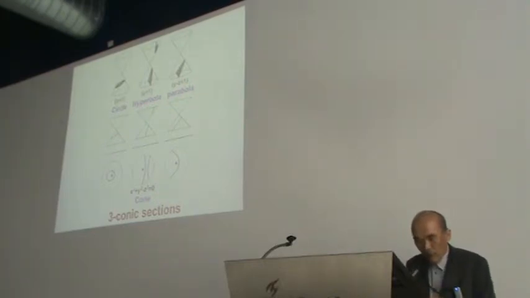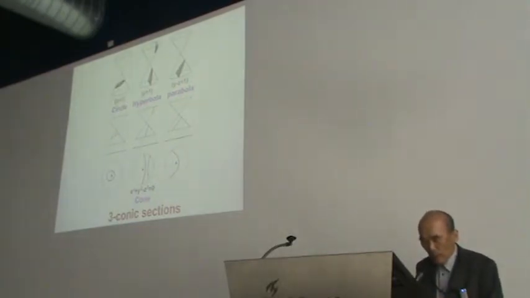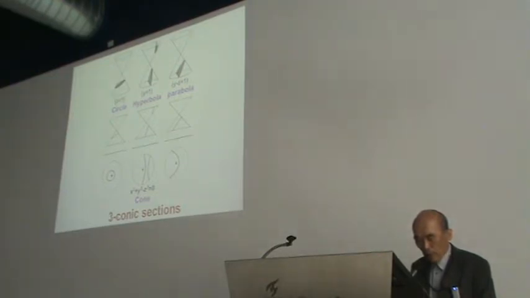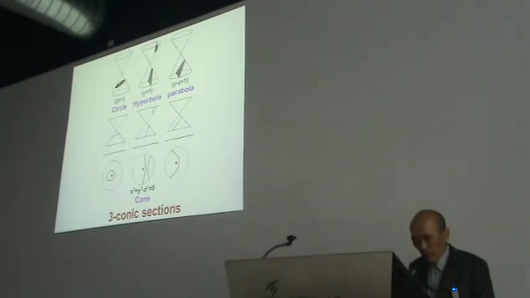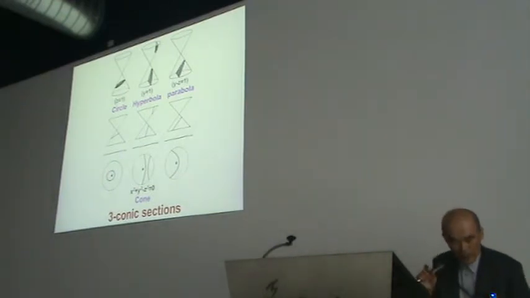Now I try to construct higher dimensional versions of the three-dimensional conic sections. That is to say, in three space, all of the first, second, and third class quadratic curves can be derived as sections of a three-dimensional cone by two-dimensional space, as shown in this slide. These are famous pictures.